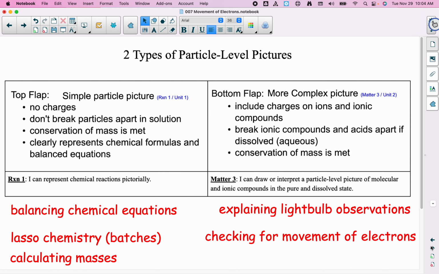So these are two different representations of the same thing, and we choose the representation that's going to be the most useful for us in terms of what we want to do. Now our goal here is to explain our light bulb observations. So we're going to start our comic strip by looking at our bottom flap pictures, of which I have the first bottom flap already in place for you.